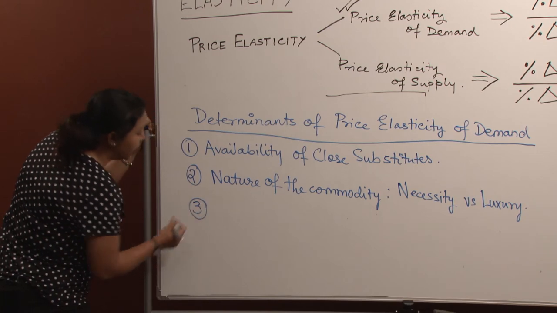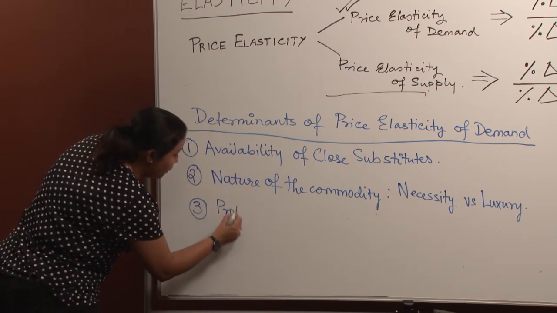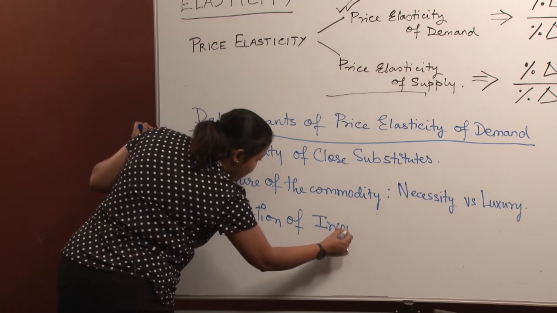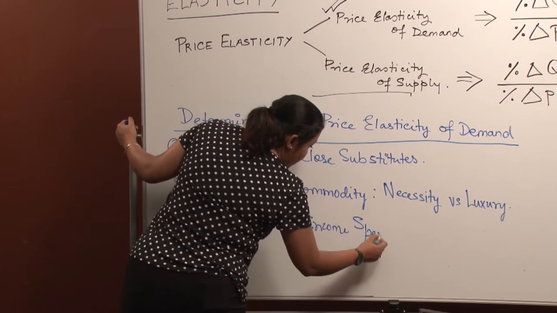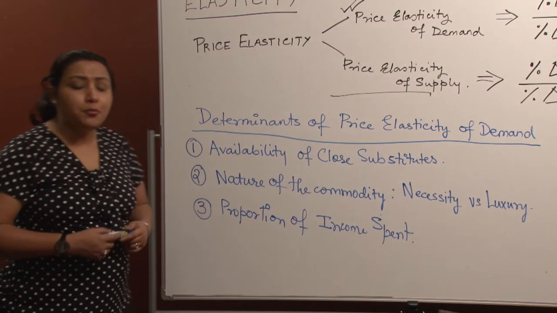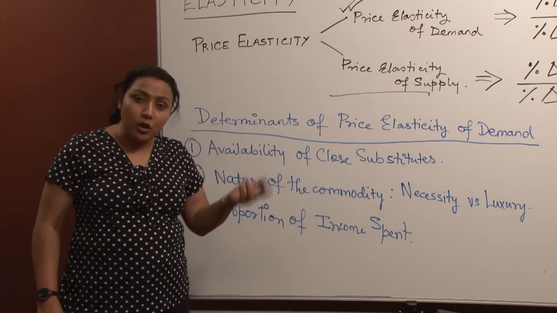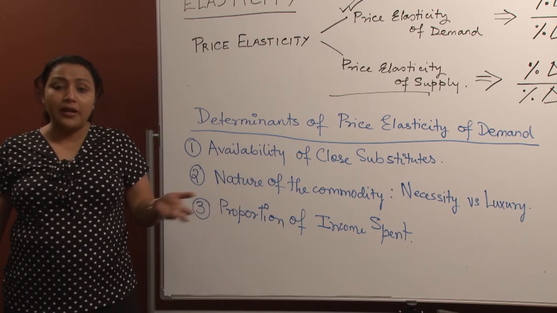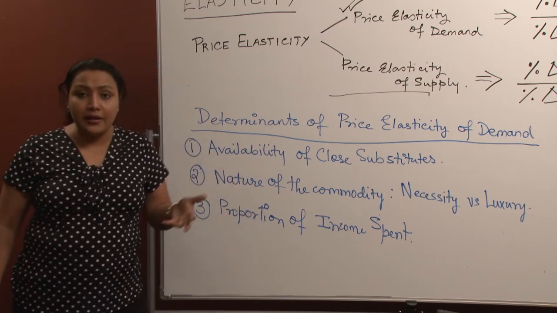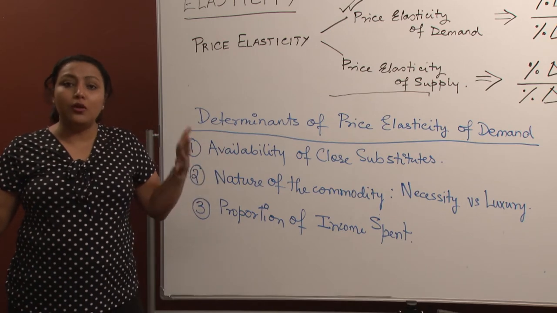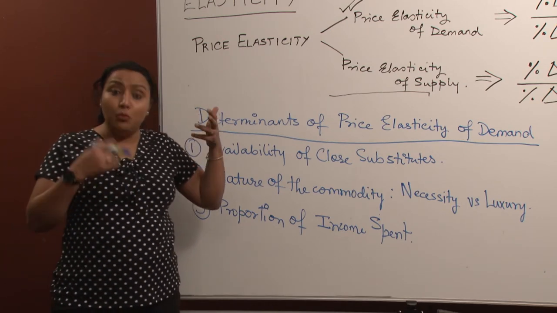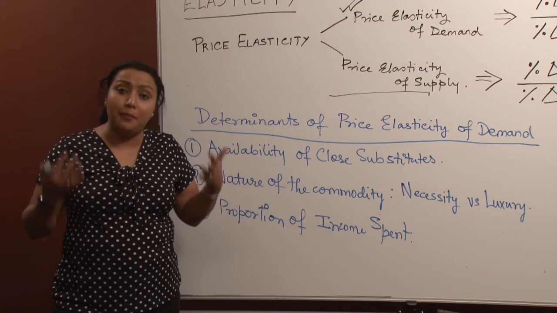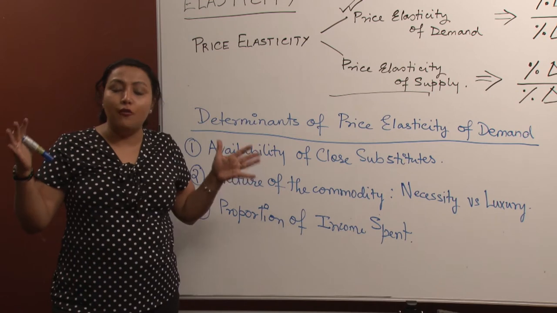The third determinant of elasticity is the proportion of income spent. So what proportion of income are you spending on the commodity? That also tells you how responsive you should be to any price change in the commodity, right? For example, if you live in a rented house, the rent is a significant portion of your monthly income. So even if there is a small change in the rent, you most likely look for other alternatives, you look to move out, because you are much more responsive to that small price change, because that rent is a big portion of your monthly income.